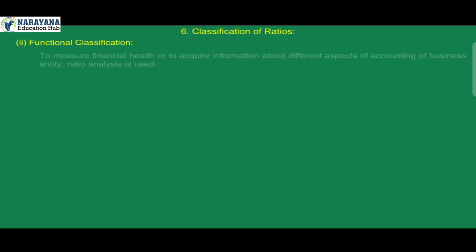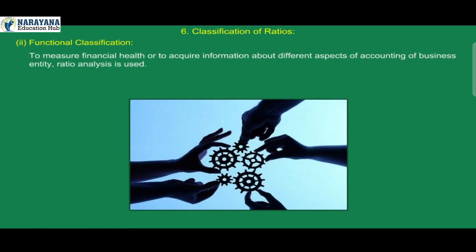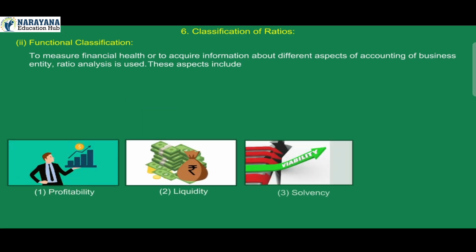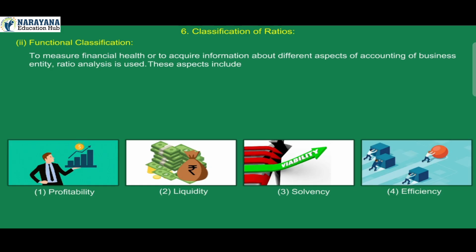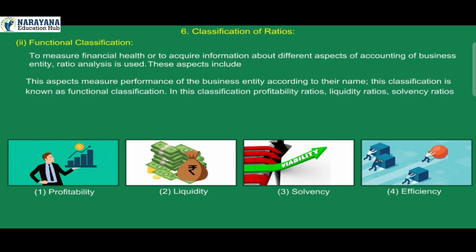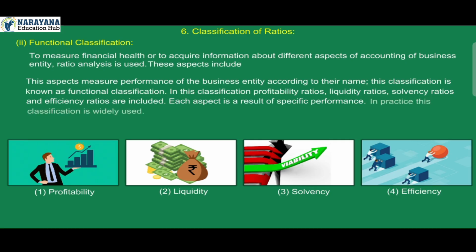2. Functional classification. To measure financial health or to acquire information about different aspects of accounting of business entity, ratio analysis is used. These aspects include 1. Profitability. 2. Liquidity. 3. Solvency. 4. Efficiency. These aspects measure performance of the business entity according to their name. This classification is known as functional classification. In this classification, profitability ratios, liquidity ratios, solvency ratios, and efficiency ratios are included. Each aspect is a result of specific performance. In practice, this classification is widely used.